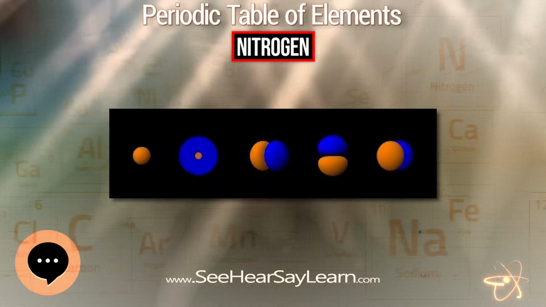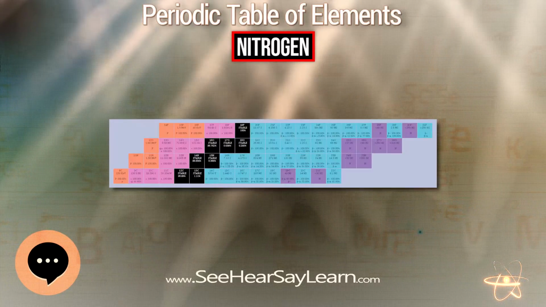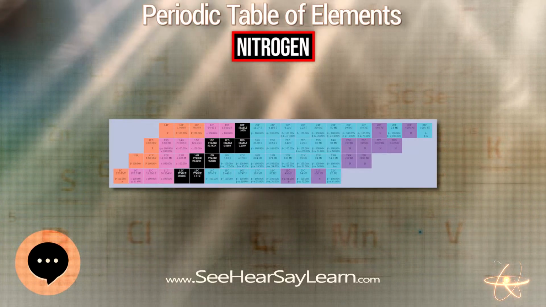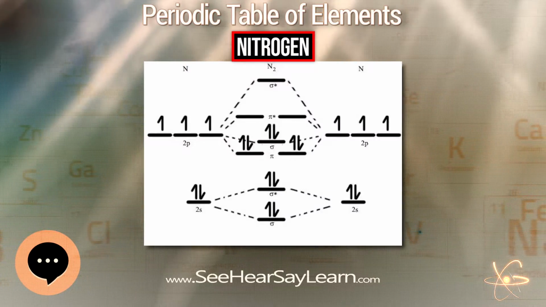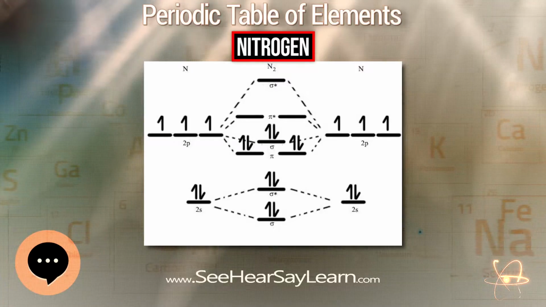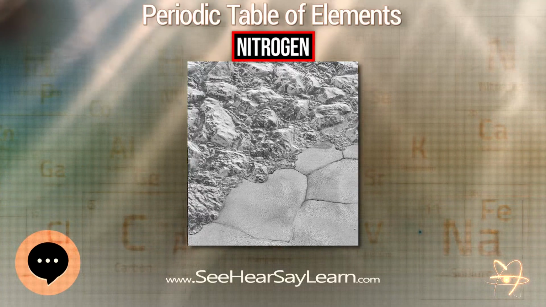Nitrogen has two stable isotopes, ¹⁴N and ¹⁵N. The first is much more common, making up 99.634% of natural nitrogen, and the second makes up the remaining 0.366%.